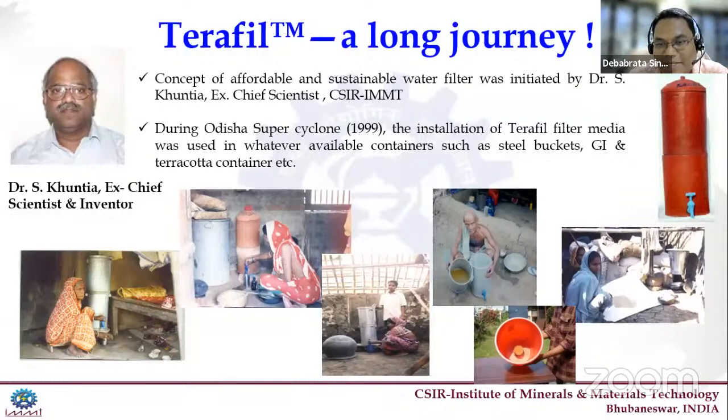So he made one filter media from these locally available materials like clay, sand, and sawdust, and demonstrated that to these poor people. This filter, the first generation filter, we can say, can be fixed in any type of container, like a terracotta container or a GI container, or even in a bucket. So this worked well at that time to provide basic drinking water during this natural disaster.